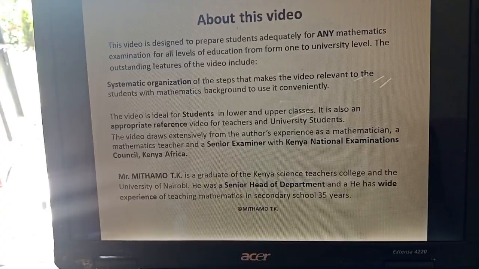So next we look at what this video is all about. And so welcome. So this video is designed to prepare students adequately for any mathematics examinations for all levels of education, from Form 1 to the university level. And the outstanding features include systematic organization of the steps that make the video relevant to the students with a mathematics background to use it conveniently.